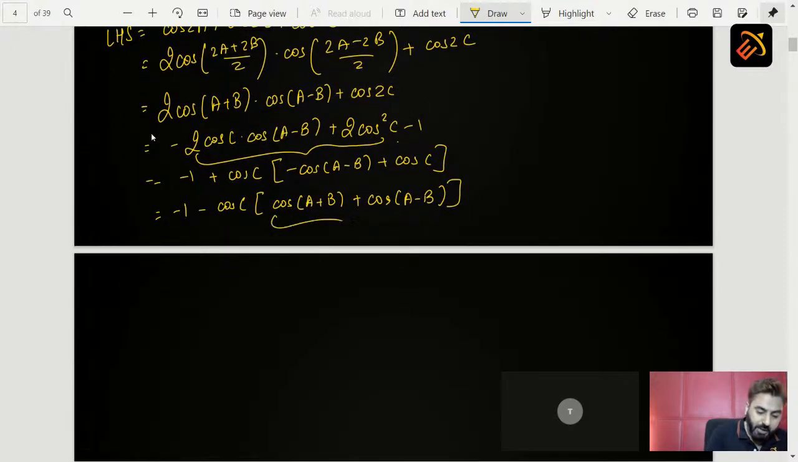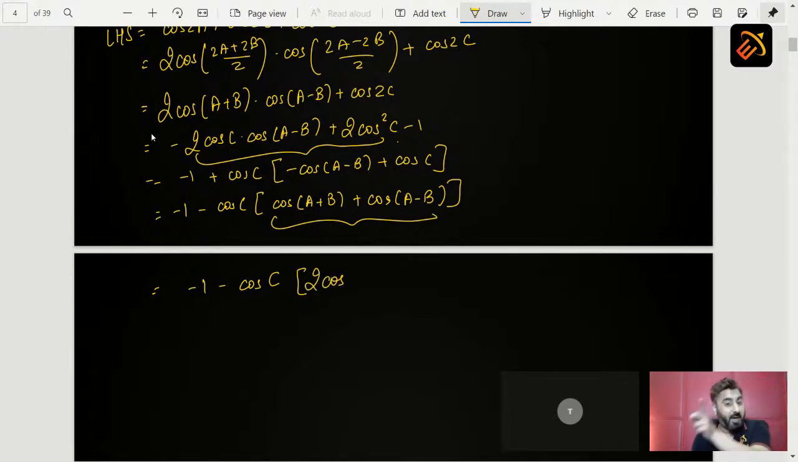Now looking at this, it reminds me of something. Yes, this is your defactorization formula. So what will be the next step? -1 minus cos C into what is cos plus cos, 2 cos cos. So this will become 2 cos (A plus B plus A minus B)/2, B cancels, so here cos A into cos (A plus B minus A plus B)/2. So A cancels and B remains, so here B is left.